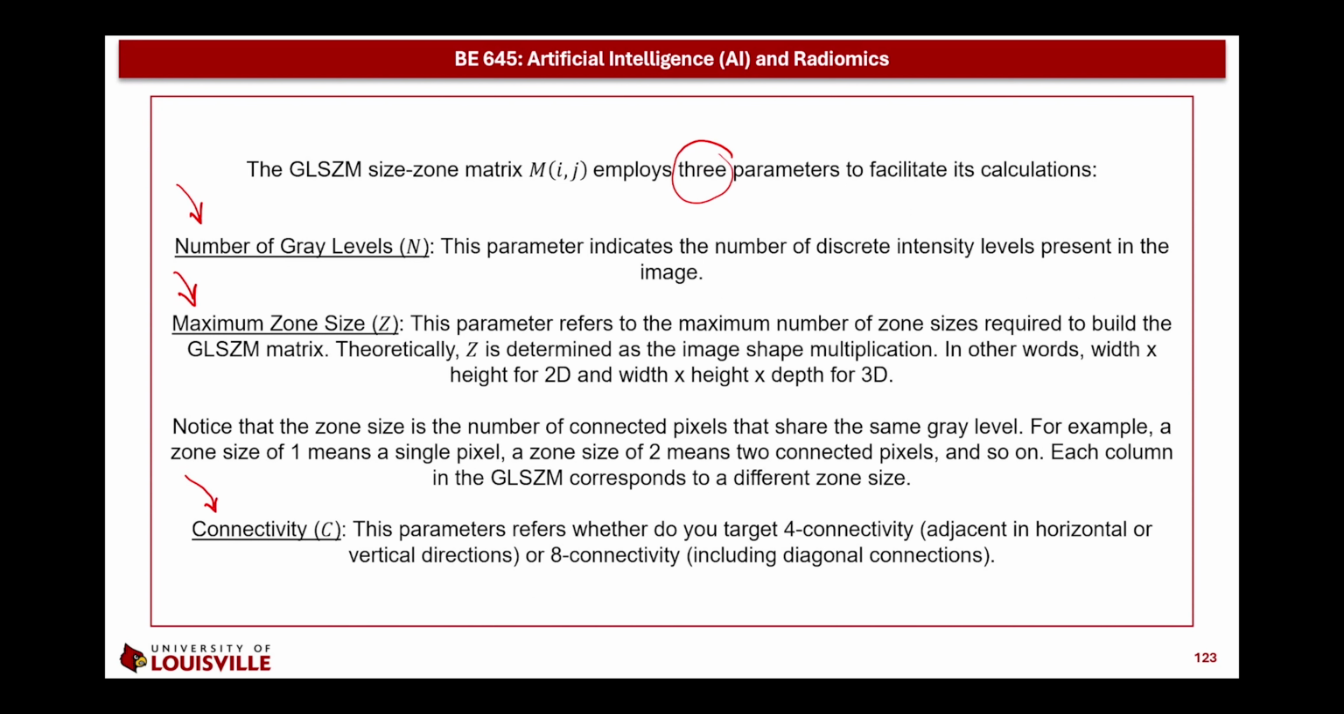As we mentioned, we have two options for connectivity, four and eight connectivity, and this applies to 2D matrices. We will see how this number changes for 3D matrices, becoming 6 for horizontal, vertical, and z-axis, and 26 for all directions. So now we have 3 parameters, n, z, and c.